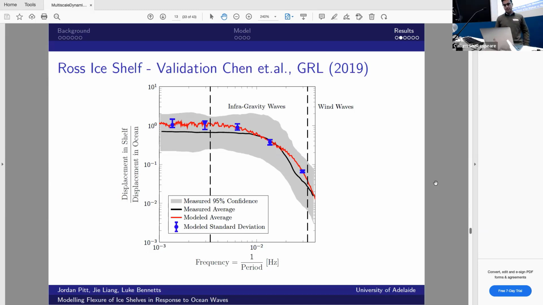And then it also follows the measured average kind of well. And we're pretty happy about this as well, because for the longer waves, we do get full transmission out to 1, which we would expect for really long waves, but which hasn't been seen in the data.